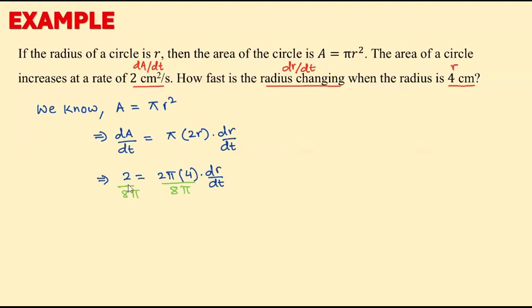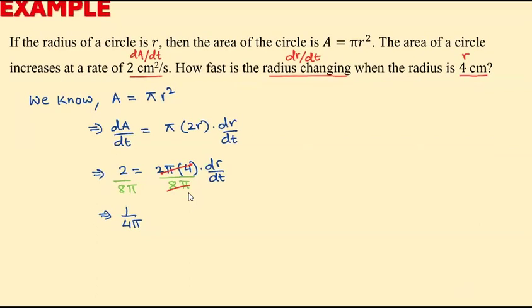So if we do that, here, 2 over 8 is same as 1/4. So we end up getting 1 over 4 pi. These two are the exact same value, so they divide to give you 1. And we are left with dr over dt. So meaning of that is we get dr over dt positive. That is, the radius is increasing, right?